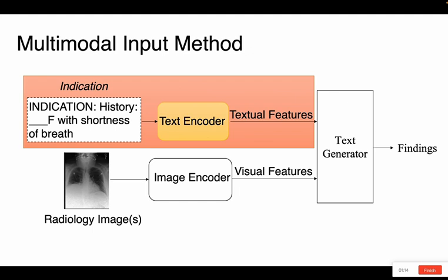We use two image-based methods as our baselines, so we add the orange part to the baseline methods and follow their image encoder and text generator. Then I'll introduce the three primary components respectively.